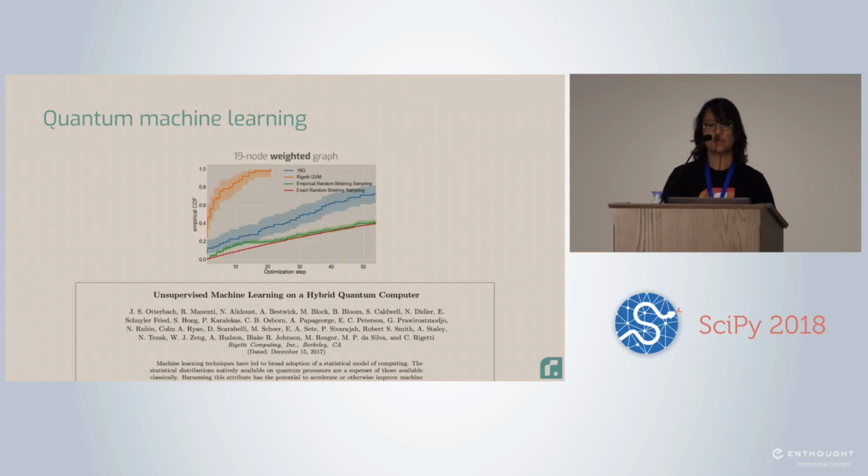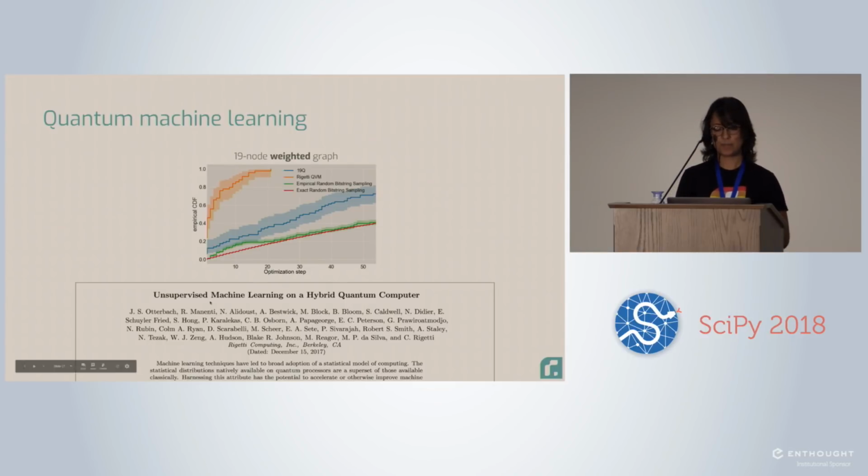So I want to briefly go into some applications of quantum computing. The example I showed with the quantum dice is a very simple example, and it only shows a pure quantum algorithm, so it doesn't have any interaction with classical libraries or this hybrid interaction. So what we do at Rigetti is we work on something we call quantum machine learning. So what you see here, this is a paper we published last year where we did unsupervised machine learning on our hybrid quantum computer, on our 19-qubit chip, Acorn.